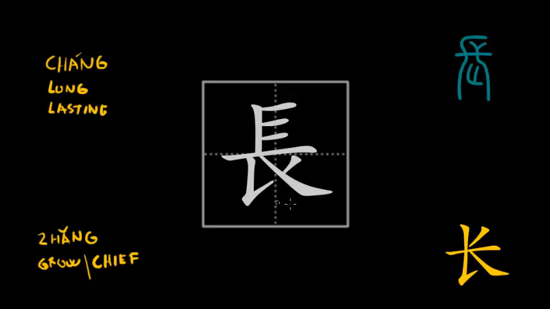The character that you can see in the middle of your screen is the traditional version of this character, and this character over here is the simplified version of this character, and I will show you at the end of the video how to write both of them. So the original Oracle Bone script character was a picture of long hair. Let me just try to write that. That was hair that was clipped together by something, and was pointing to the general meaning long.